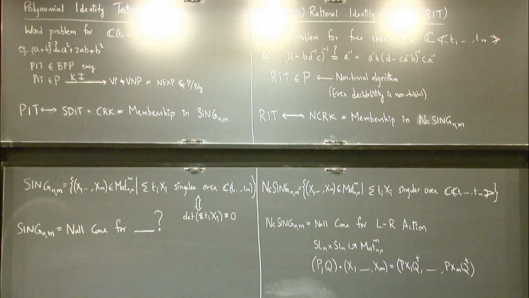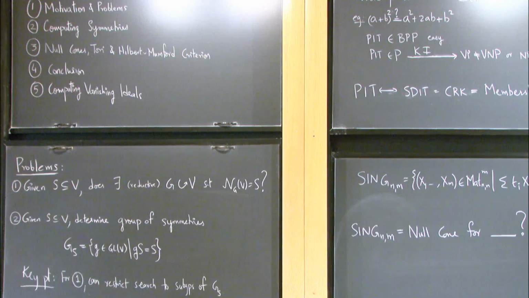Okay, so getting back to the problem. But let me just say, it's a very natural problem to ask whether your variety has symmetries and what they are. It seems extremely natural. I am surprised that it was almost not asked.